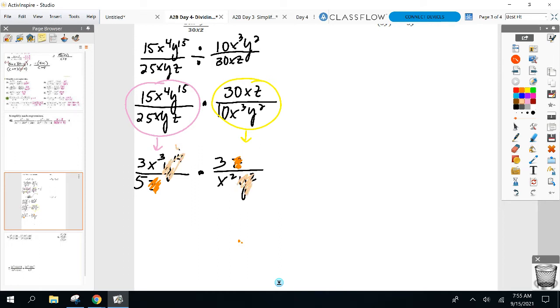Y to the 12th. Yep. X's. And the X's, definitely. And I'm left with X on top. All right.